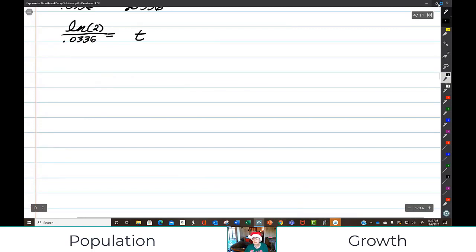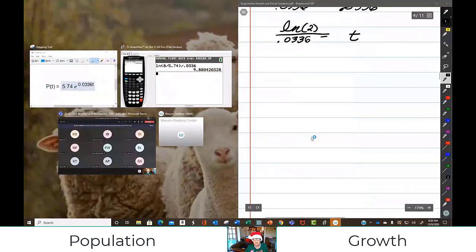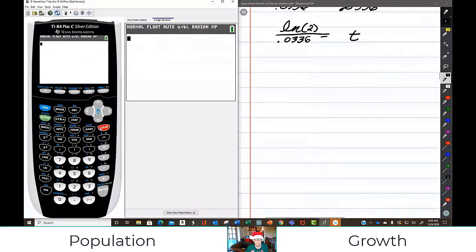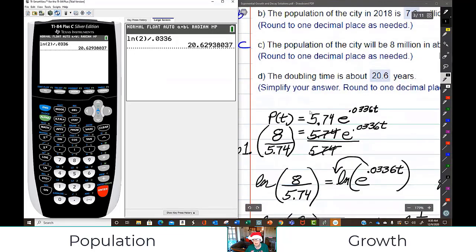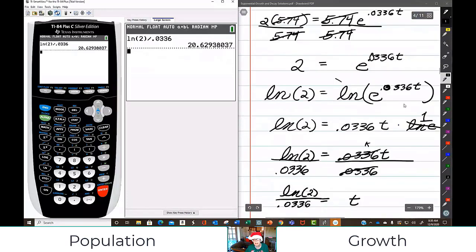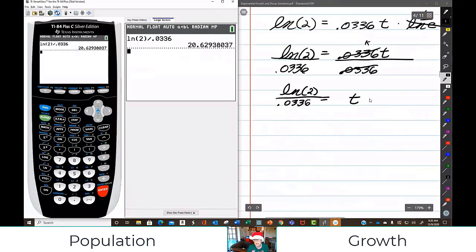All right, and I get the calculator. Going to take the ln of 2 divided by 0.0336. And now let's find out how many places I have to round to. Round to one decimal place, yay! Okay. So t is going to equal this. And then I'm going to talk to you about a quicker way to do the doubling time. There is no really easier way to do it.